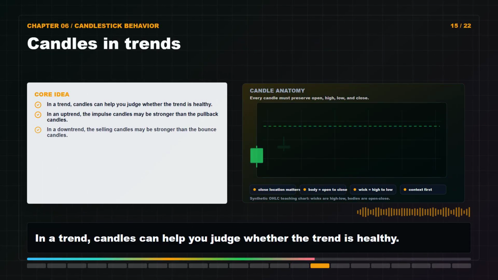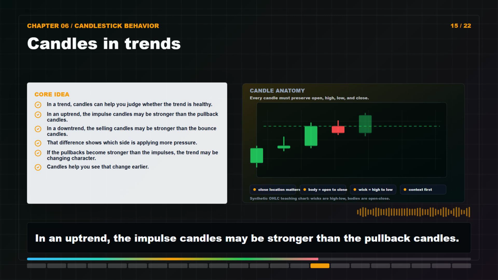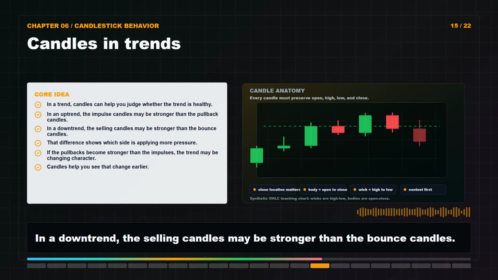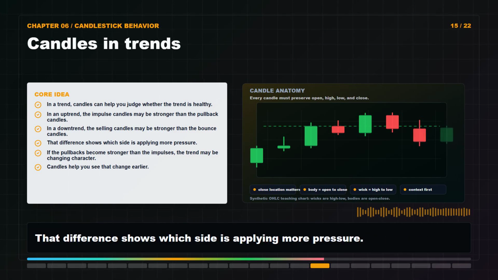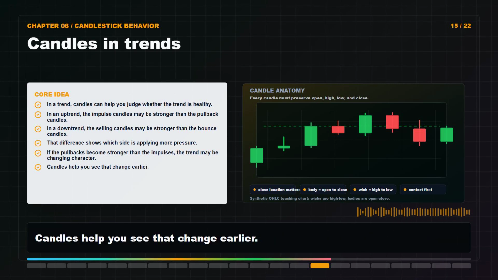In a trend, candles can help you judge whether the trend is healthy. In an uptrend, the impulse candles may be stronger than the pullback candles. In a downtrend, the selling candles may be stronger than the bounce candles. That difference shows which side is applying more pressure. If the pullbacks become stronger than the impulses, the trend may be changing character. Candles help you see that change earlier.